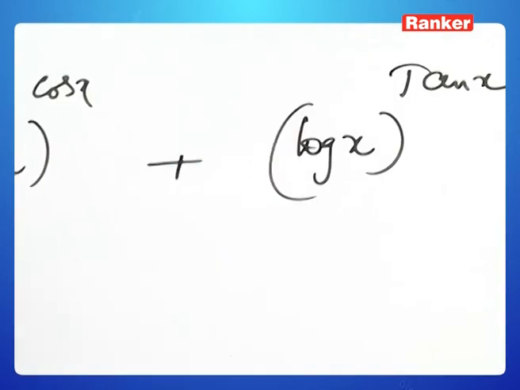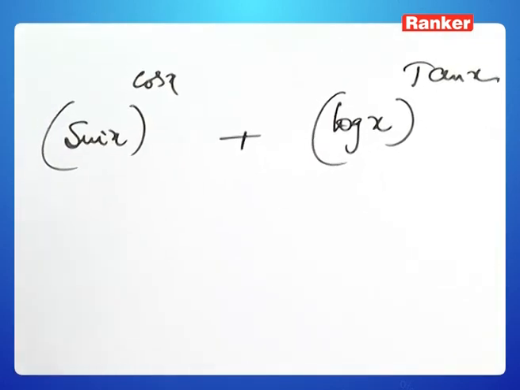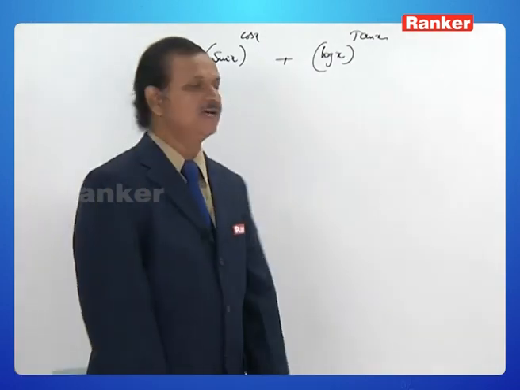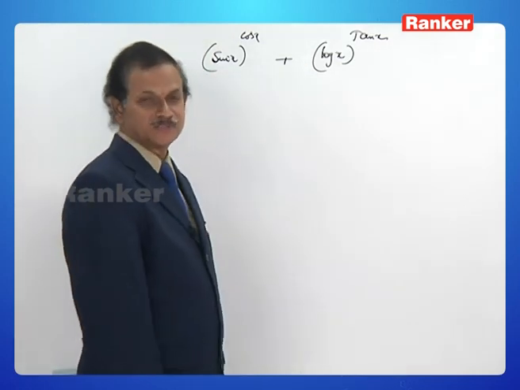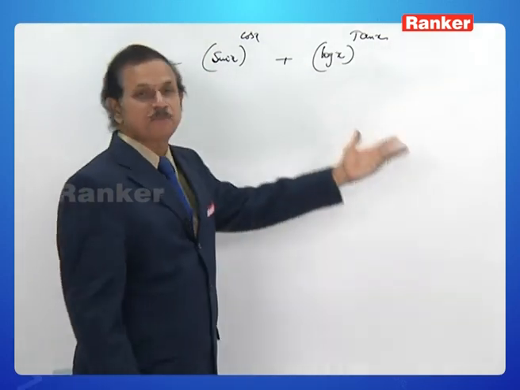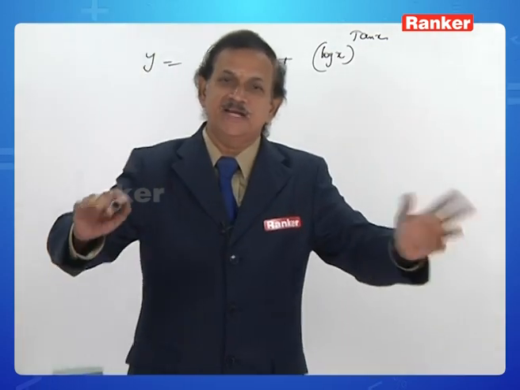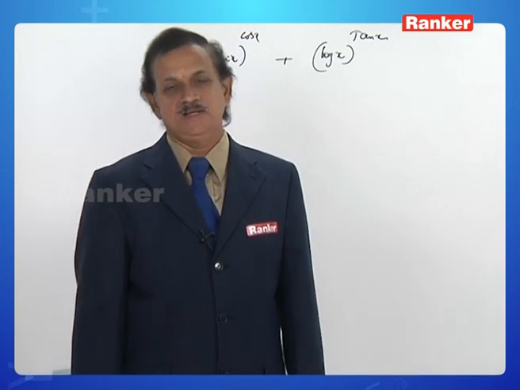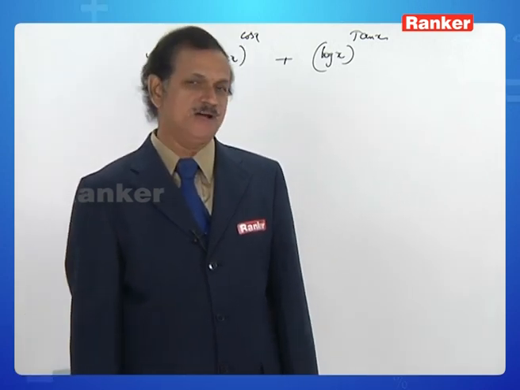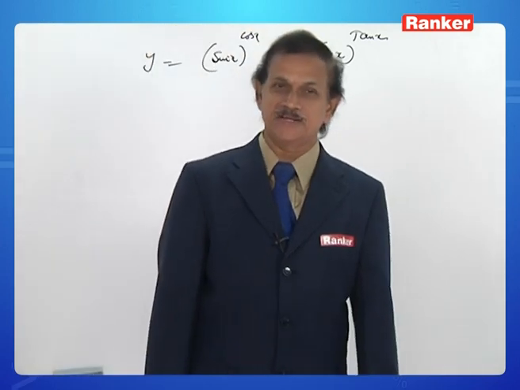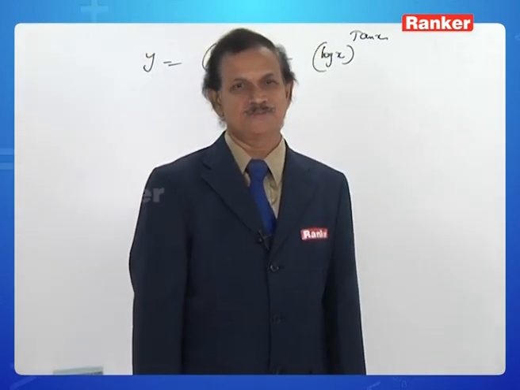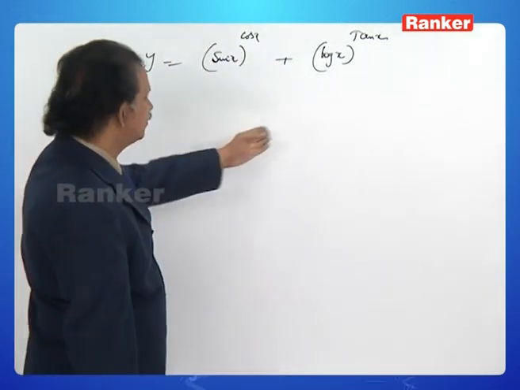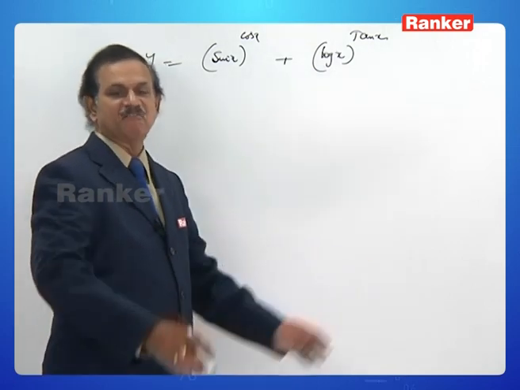Can you apply logarithms directly to this y? Simply not. Why? Because it is a sum of two functions. Log of f of x plus g of x can never be simplified. It lives and dies like that. If at all, it looks like f of x into g of x, log of f of x into g of x can be taken as log of f of x plus log of g of x. So it's not possible. So you have to separately consider this as u, this as v, and differentiate.